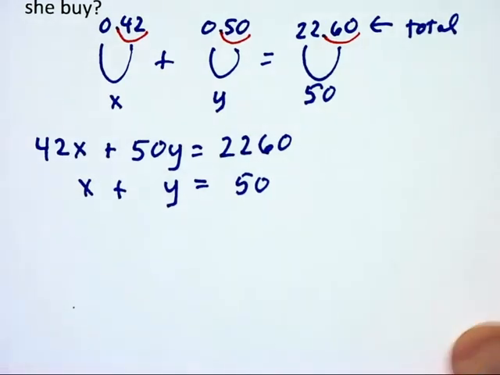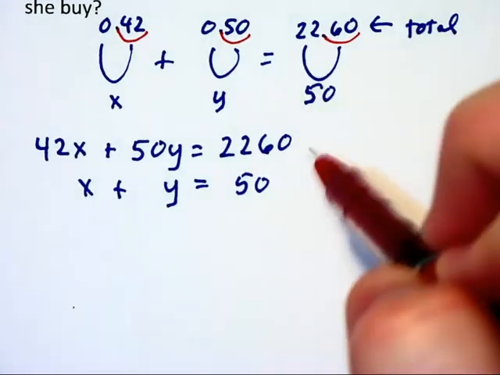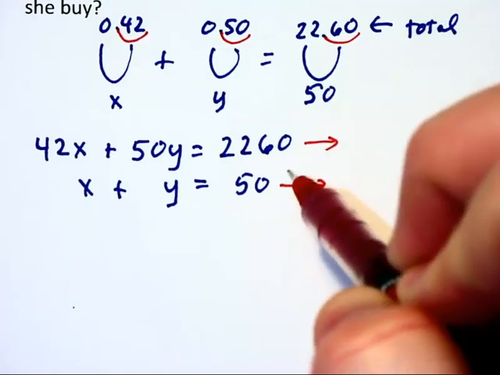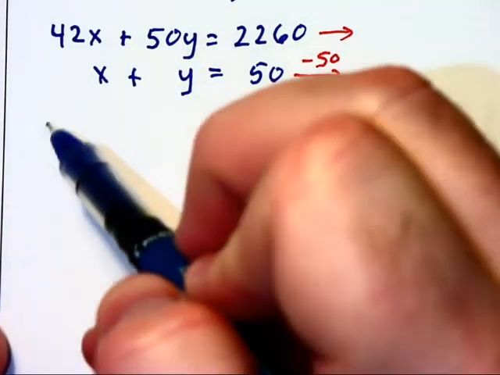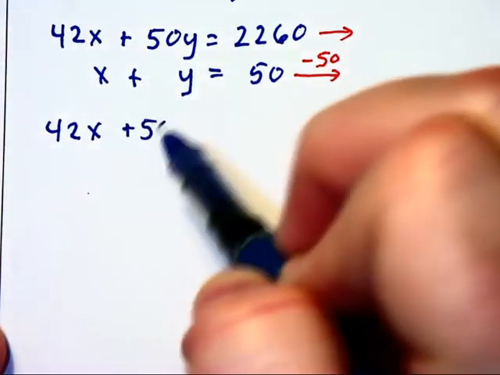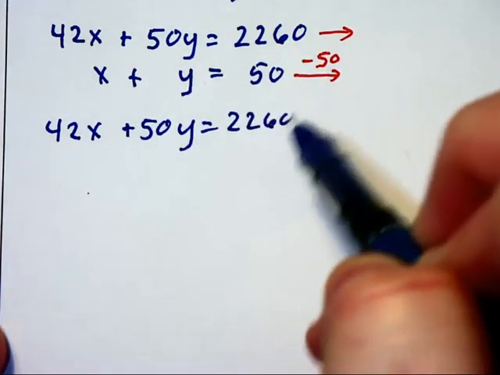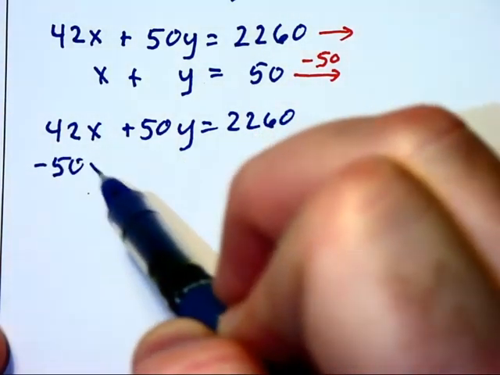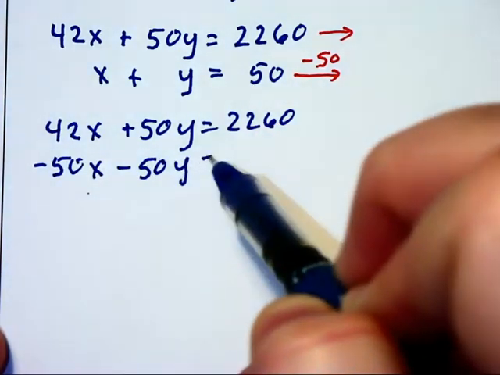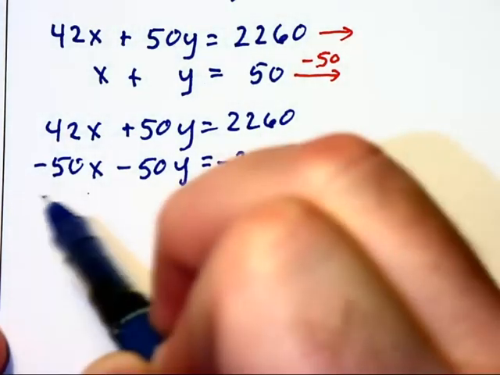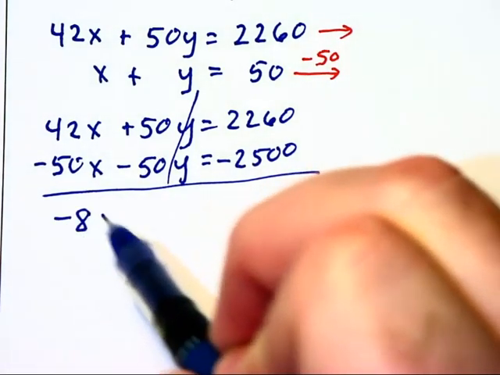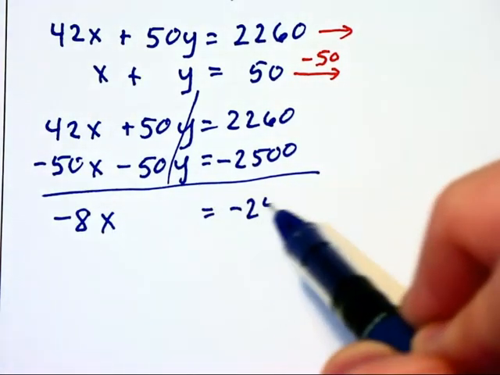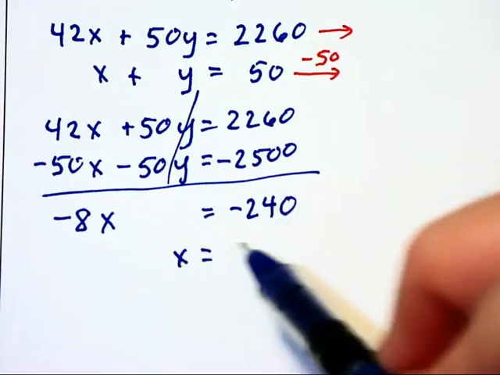Now I've got to make a choice on how I want to solve this, and I'm going to choose to keep the top equation as is and multiply the second equation through by negative 50 so that I can eliminate the y's. So my system becomes 42x plus 50y equals 2260, and second equation, negative 50x minus 50y equals negative 2500. And adding down, we have negative 8x equals negative 240, and so x equals 30.